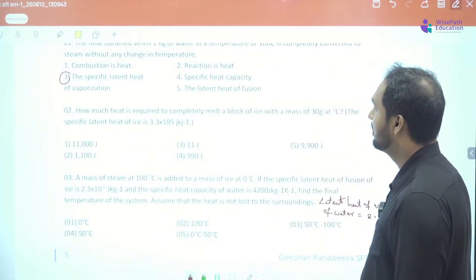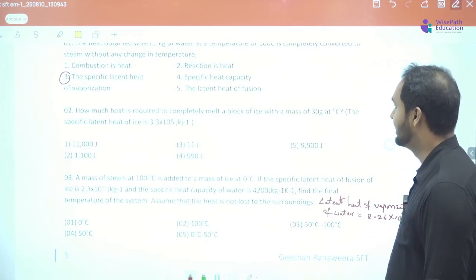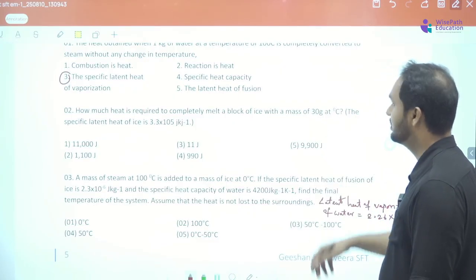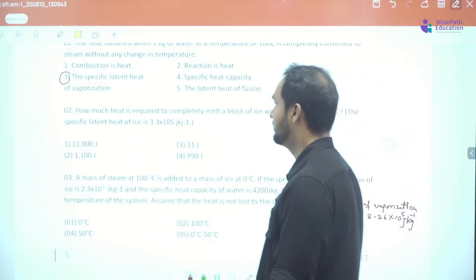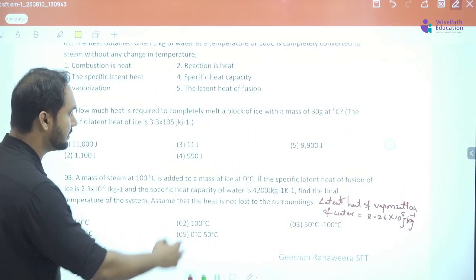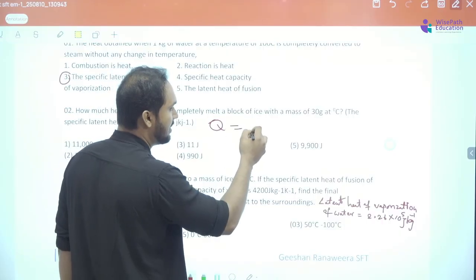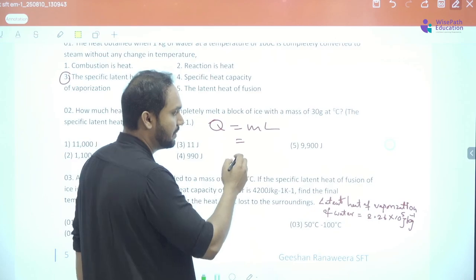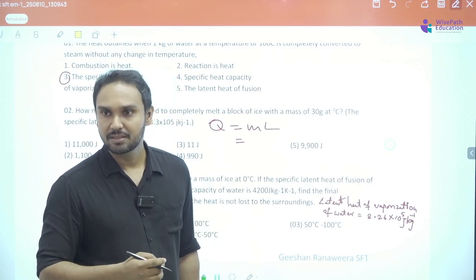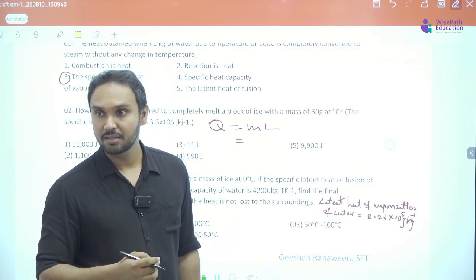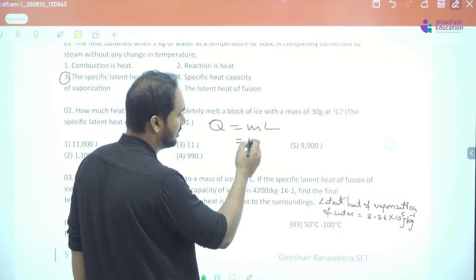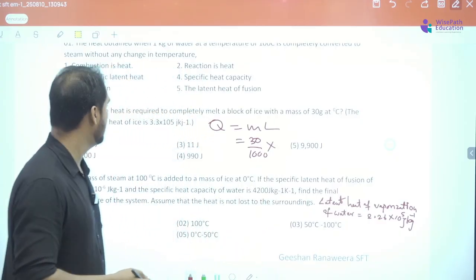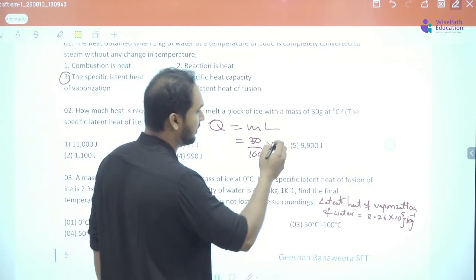How much heat is required to completely melt a block of ice with a mass of 30 gram at 0 degrees Celsius? The specific latent heat of ice is given. Now that will be Q equals ml, isn't it? The mass is 30 grams, but you can't keep it in grams, can you? It has to be kilograms. You divide 30 by 1000. Then you multiply by the L. L is 3.3 into 10 to the power 5.